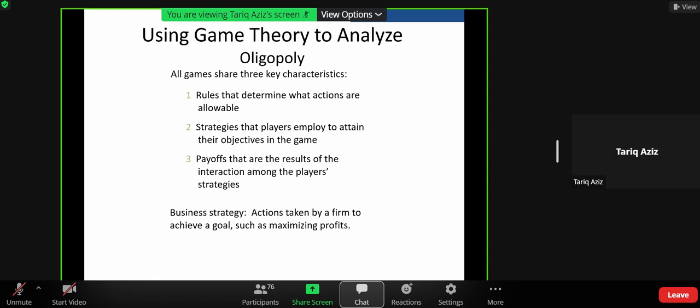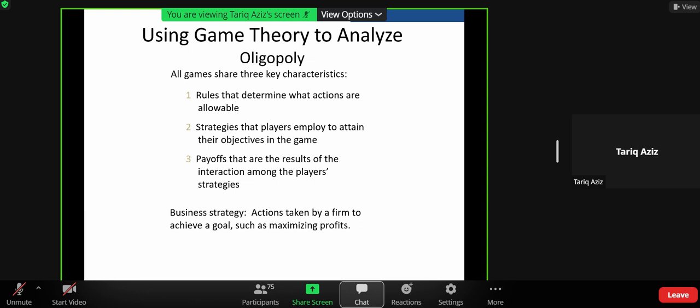Game theory. We can analyze a particular oligopoly market using the lens of game theory. We can think about companies as players that are taking actions, just like it happens in any particular game. So these are some of the terminologies that are used when we analyze a particular game. Say, for example, there are some rules that determine what actions are allowable. So this is one feature of any game.